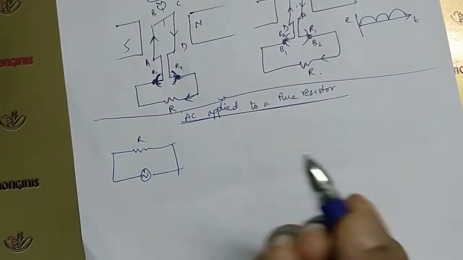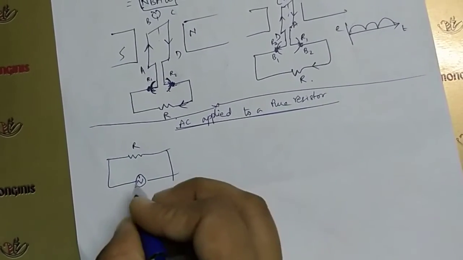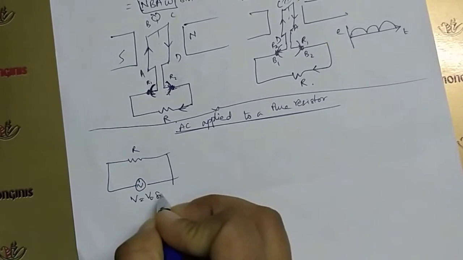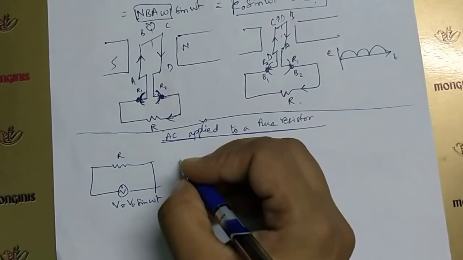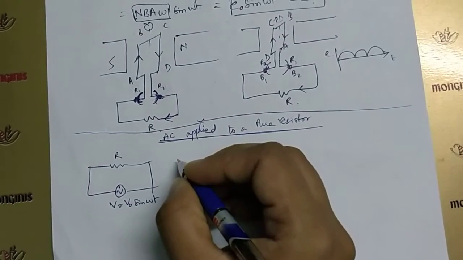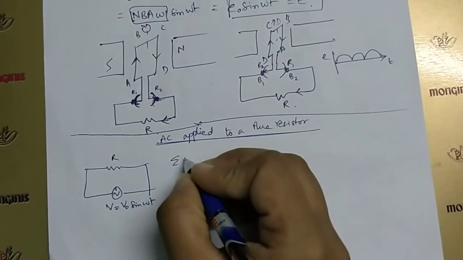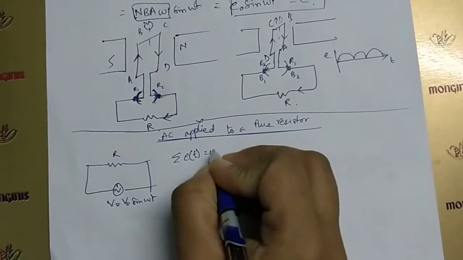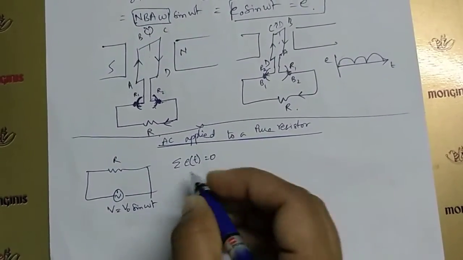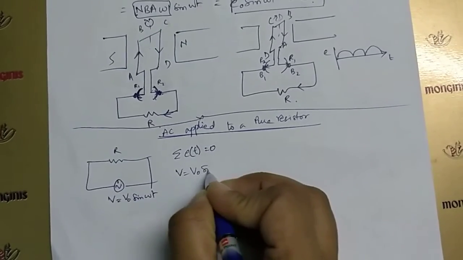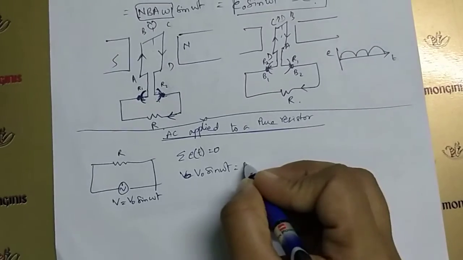Now just like in a DC circuit, when we write V is equal to IR, here your V is equal to V naught sine omega t, because it is an AC circuit. And so the equation which we will get here, according to Kirchhoff's loop rule, is sigma EMF of t is equal to 0. So total EMF in the closed loop will be 0. So here we will get V naught sine omega t is equal to IR.